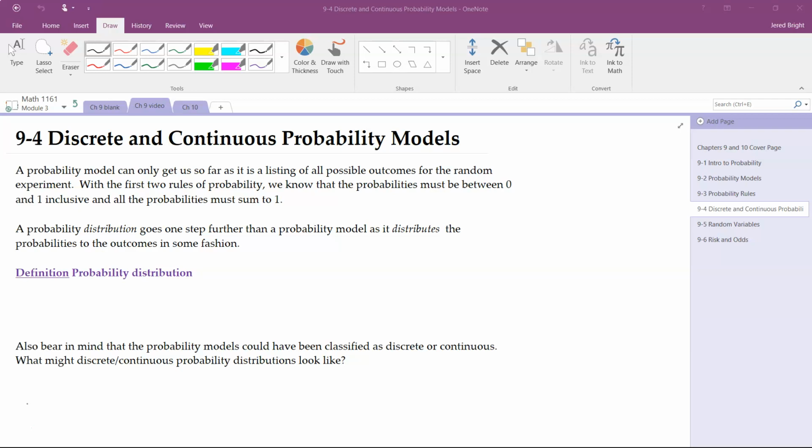We know that by rule one, all the probabilities must be between 0 and 1 for all the different outcomes, inclusive, and then the probabilities must all sum to 1. We know those, and so what we need to do is take the probabilities and distribute them according to the different outcomes in some way. And that idea is exactly what a probability distribution is. It assigns probabilities to the outcomes in some fashion.